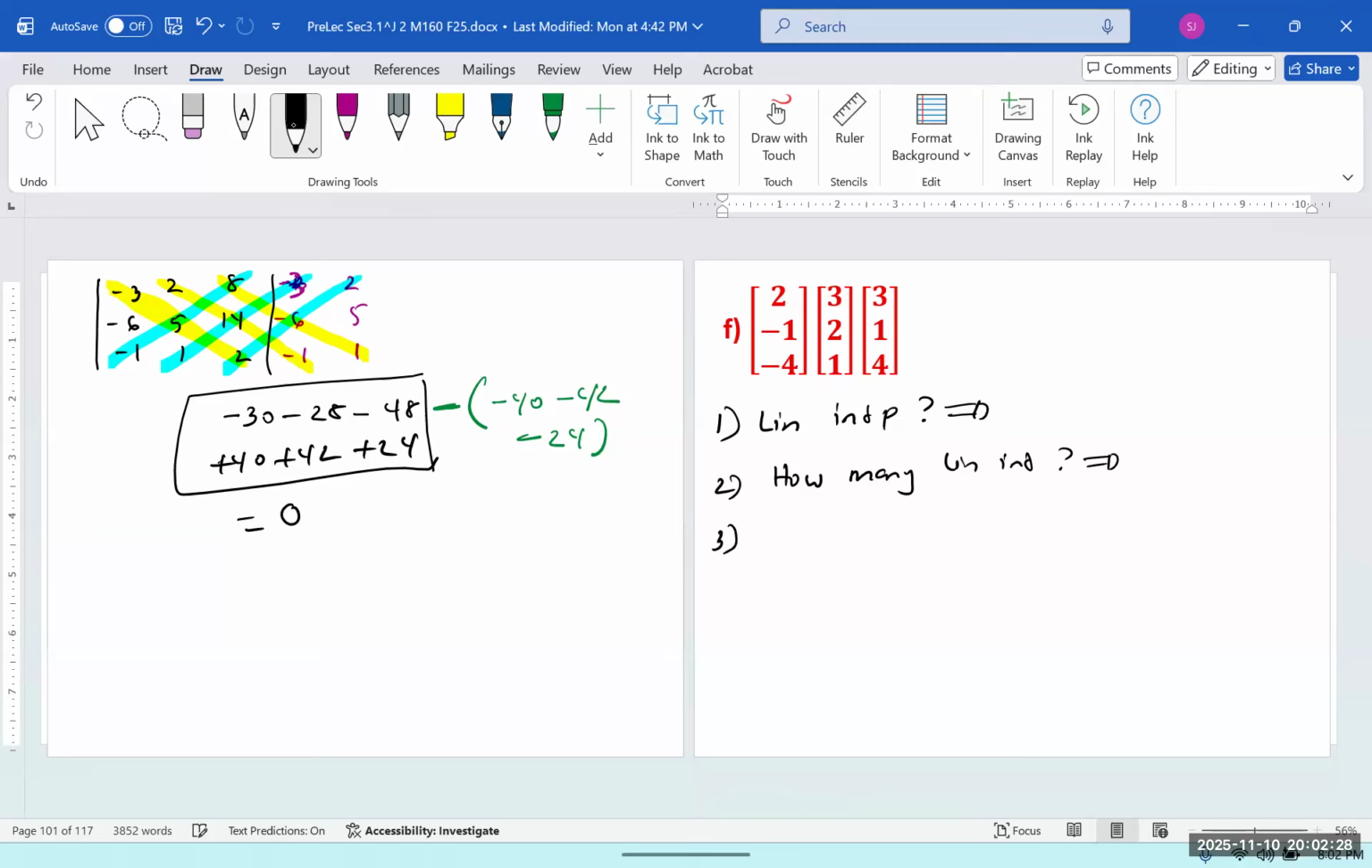The third one is asking, do the vectors span R3? The next one is asking, what's the dimension of the span? And the last one is asking for the basis.